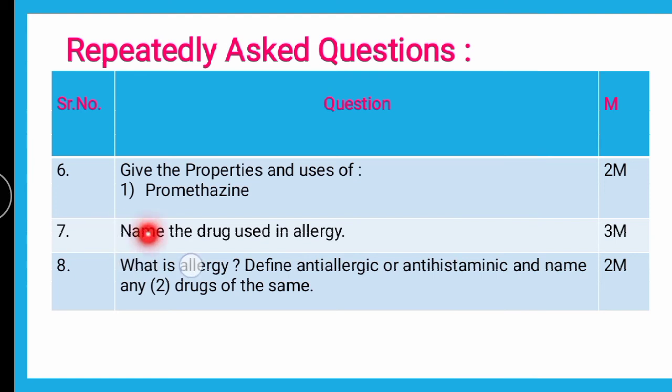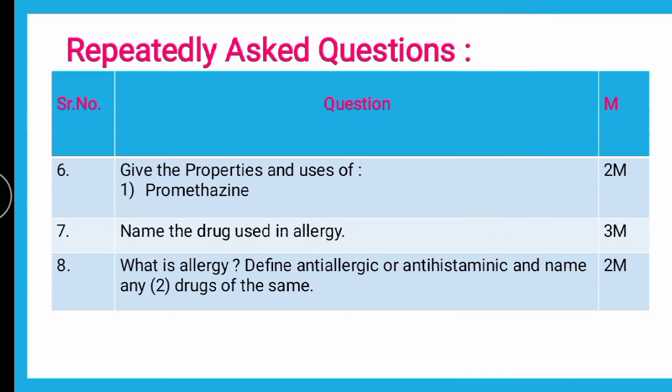Next question is, name the drug used in allergy. Drugs used in allergy are all anti-allergic drugs only, so name any 2 or 3 anti-allergic drugs. The examples which we have just seen: diphenhydramine, which belongs to the ethanolamine class, chlorpheniramine, which belongs to the alkylamine class, then promethazine, which belongs to the phenothiazine class. Other examples are from the second generation H1 receptor blockers, that is cetirizine, levocetirizine. H2 receptor blockers are there like famotidine, ranitidine, cimetidine, etc.